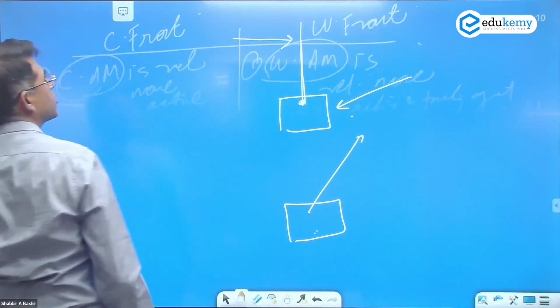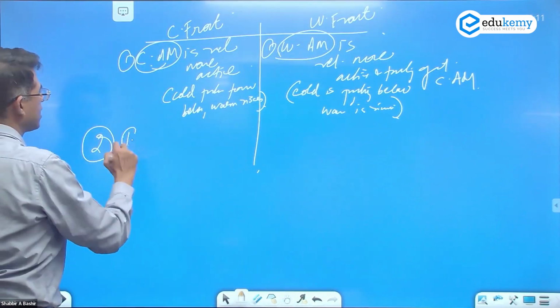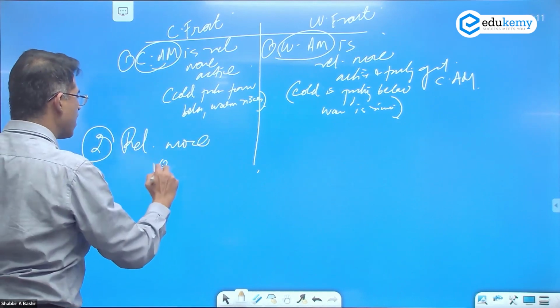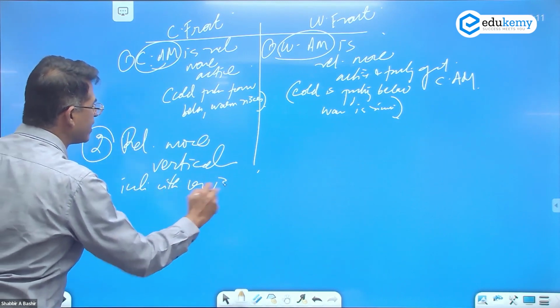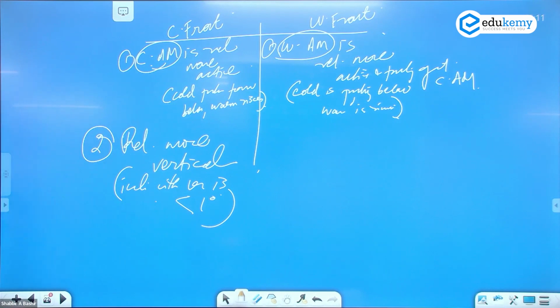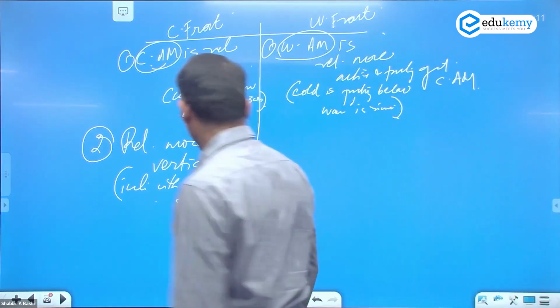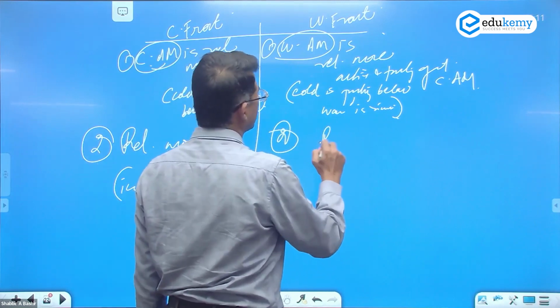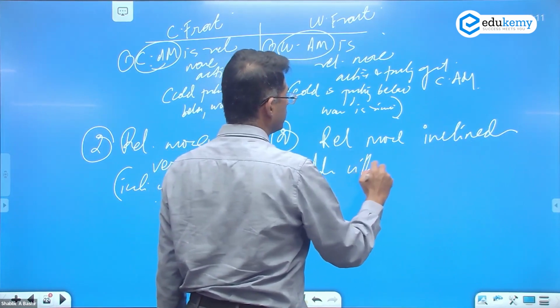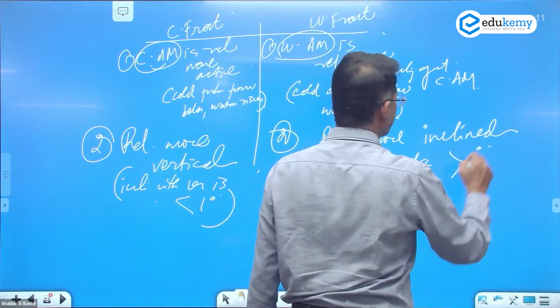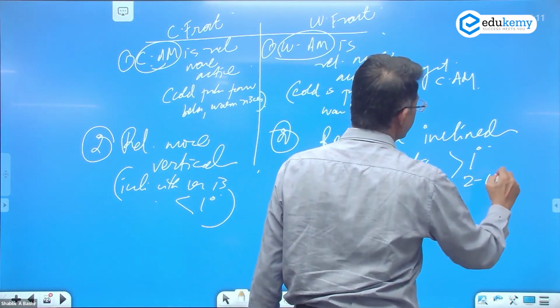So cold fronts are relatively more vertical. The inclination with vertical is less than 1 degree. Cold fronts are relatively more vertical because the push is more active below. Whereas in the case of the warm front, this is relatively more inclined. The angle with vertical is more than 1 degree, about 2 to 4 degrees of inclination.